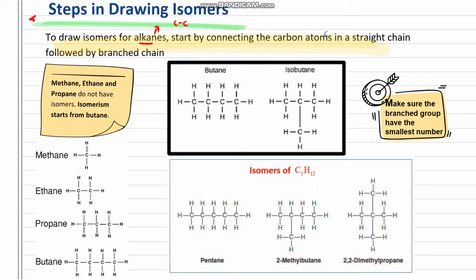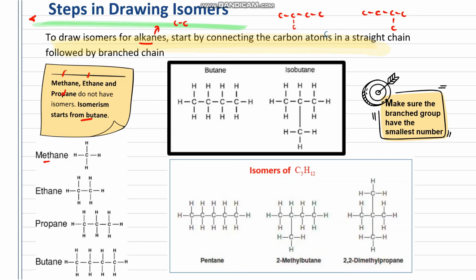To draw the isomer for alkane, we will start by connecting the carbon atoms in a straight chain. So here we have a straight chain, followed by a branch chain. Here we can put a branch, maybe on the second carbon, or of course we can put it on the third carbon, and so many more. For your information, methane, ethane, and propane do not have isomers. So the isomerism in alkane will start from butane.